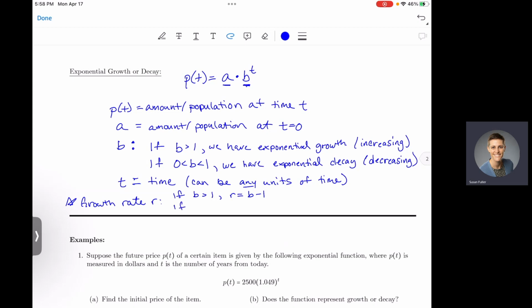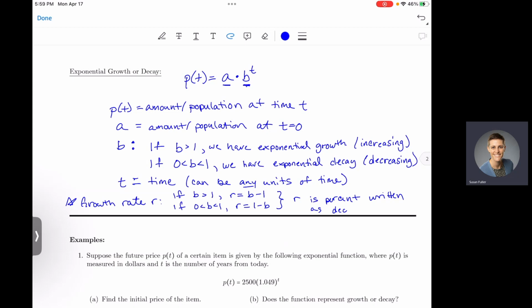And similarly, if your B value is a fraction between 0 and 1, then your R value is, again, how far your B value is away from 1, but we'll do 1 minus B this time since B is less than 1. So really what you're doing here is asking how far is b from 1? If b is bigger than 1, you'll subtract 1 from it. If b is less than 1, you'll subtract b from 1. In both of these, r is going to be a percent written as a decimal.